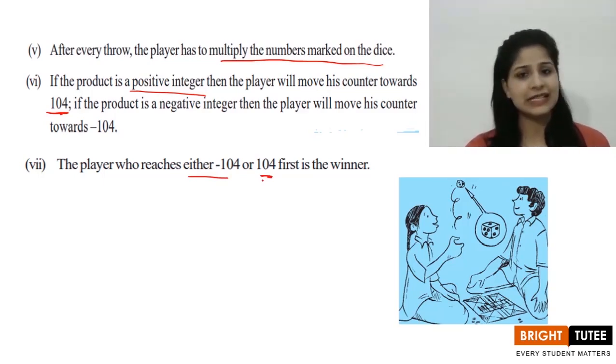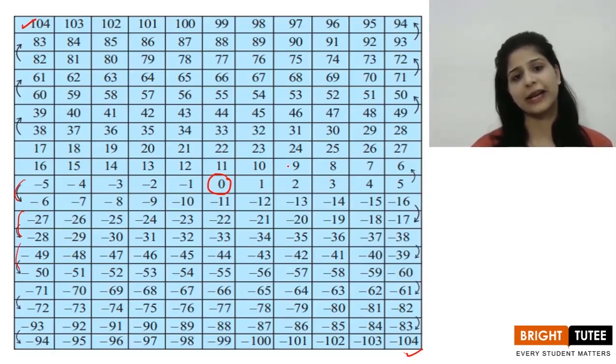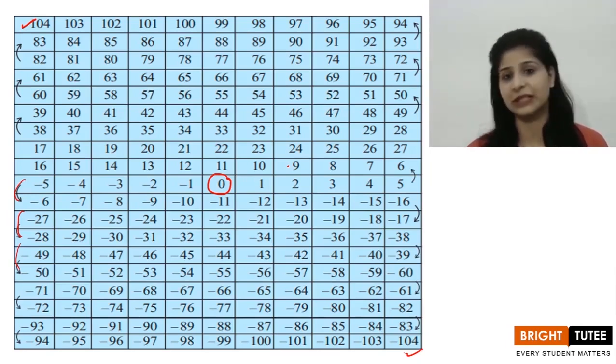So the guidelines are clear now, and I can show you the board that you should take up. You can take any cardboard, write these numbers on it, and then take 4 dice and play this game. It is quite interesting, and you will get very good practice of multiplication through this.